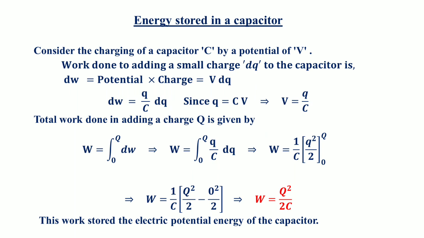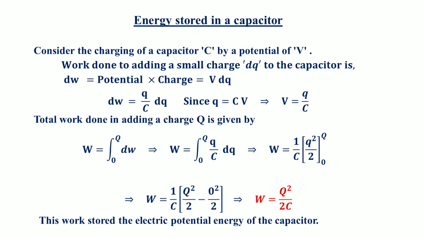We already learned the basic equation of capacitance, V is equal to Q by C. So we are substituting that: dW is equal to Q by C into dQ. Then for calculating the total work done, we are integrating dW.